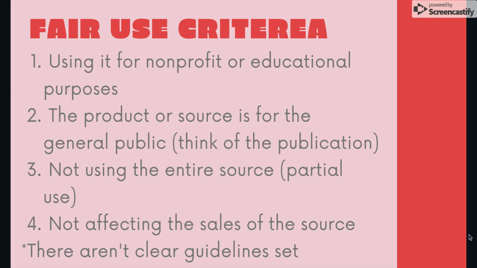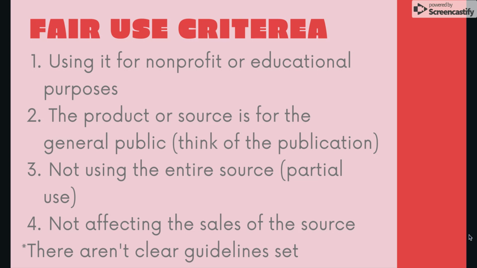Now, we can abide by the copyright law by using what is called the fair use. So there's 4 different criteria that we use to abide by that. So number 1 is using it for nonprofit or educational purposes. If you are using it, whether it be the image, the visual, the audio, or the text, more than likely you are not going to violate that copyright law if it is for a nonprofit, so you're gaining nothing from it, or you're using it for educational purposes.